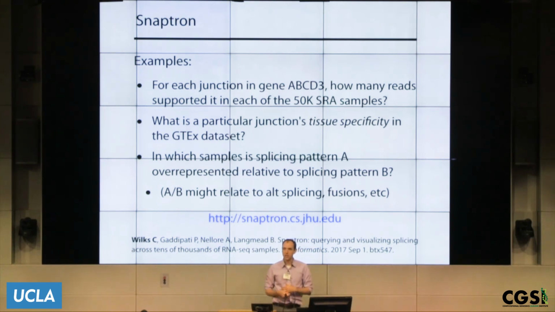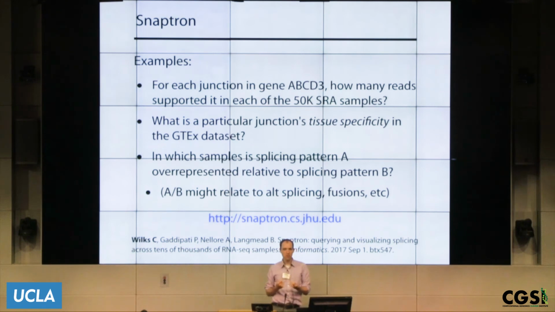You can ask about the tissue specificity of a junction, because one of the data sets that we have indexed is a study called GTEx, where a lot of different tissues from humans were assayed. In GTEx, asking how prevalent a particular splicing pattern is across samples is kind of like asking how tissue specific is it, because you're asking across several tissues. You can very easily apply a test to figure out is it tissue specific or not.